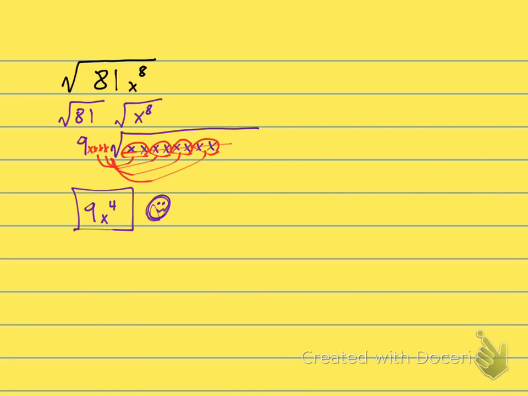Okay, and just as an added mention, if I was going to look at 81 the same way, if I had the square root of 81, which I know is 9, I could also write it as the square root of 9 times 9, and then you can look at it the same way as those variables. 2 inside gives me 1 outside. All right.